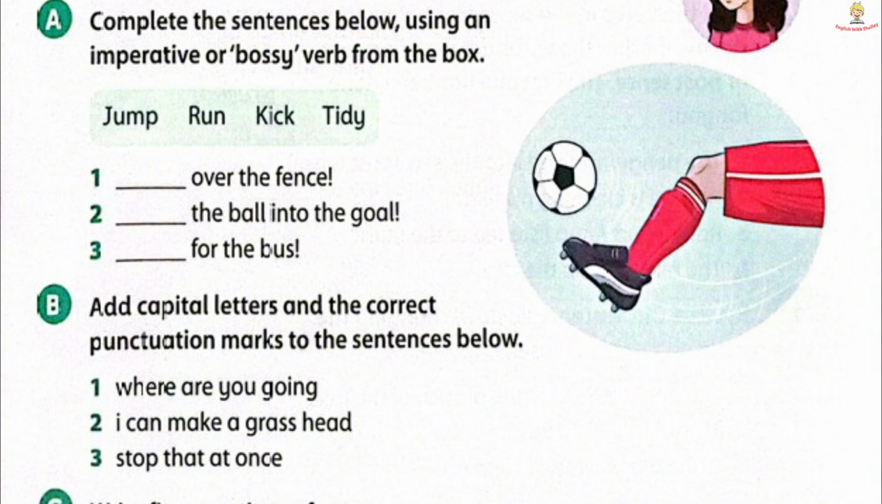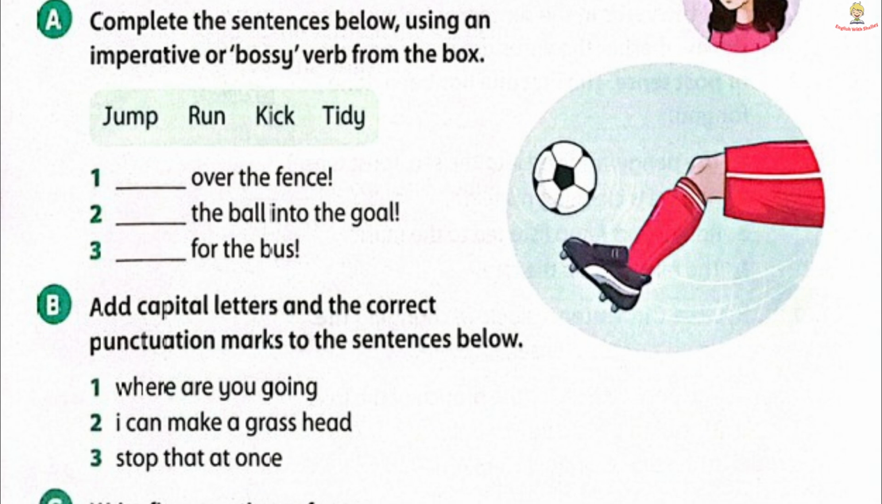Part A. Complete the sentences below using an imperative or bossy verb from the box. So there are verbs in the box: jump, run, kick, tidy, and they gave us sentences. We have to write a bossy verb in those sentences. First one is dash over the fence. So here we write jump over the fence. Second one is dash the ball into the goal. So here we write kick the ball into the goal. Third one is dash for the bus. So we write run for the bus.